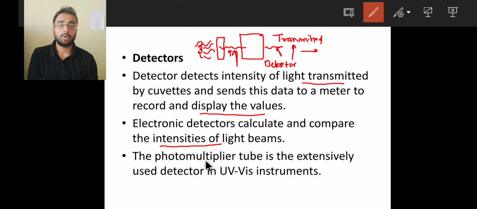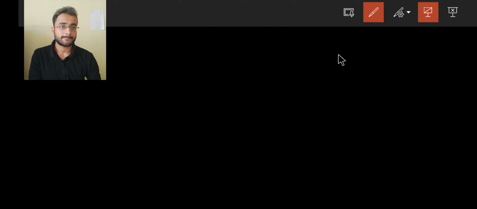The photomultiplier tube is the most extensively used detector in UV-visible instruments. What do we use? A photomultiplier tube. In modern spectrophotometers we use photomultiplier tubes. What is the function of the photomultiplier tube? I'll just tell you in brief. This photomultiplier tube consists of a total of three parts. First one is the photoemissive cathode.